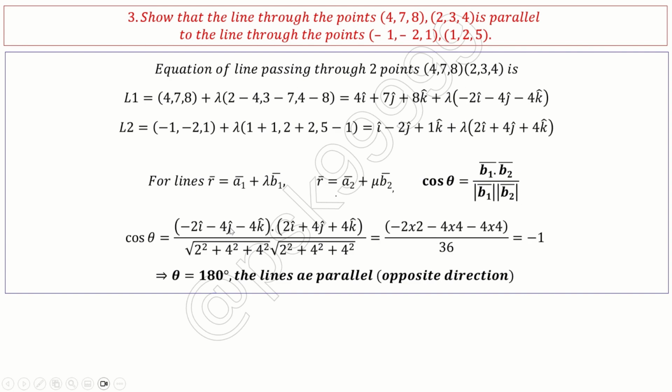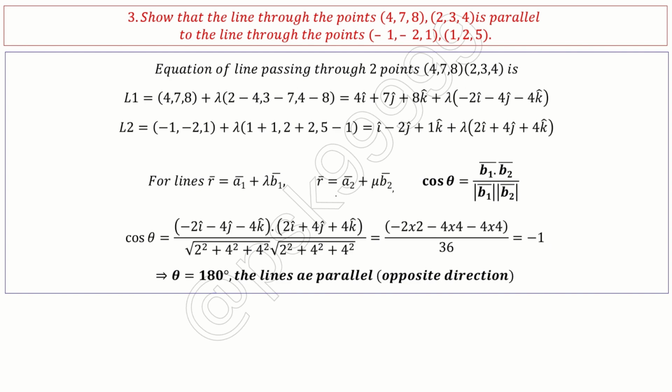So this is again the dot product of the direction cosines of these two, which is nothing but minus 2 into 2 plus minus 4 into 4 plus minus 4 into 4, divided by the absolute value of this one and the absolute value of this one, which is nothing but 36. So if I see, this is coming to minus 1. Cos theta equal to minus 1 means theta is equal to 180, which means the lines are parallel, just in opposite directions.